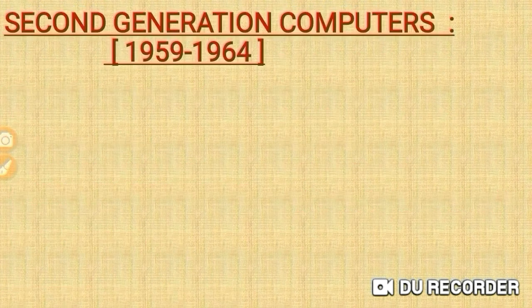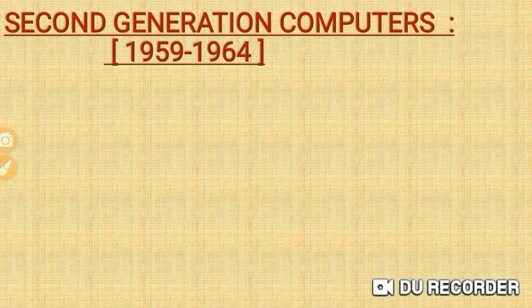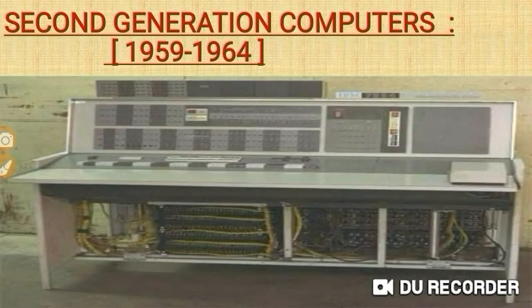Let's see second generation computers. Computers developed during 1959 to 1964 come under second generation computers. These generation computers were smaller as compared to first generation computers. You can see in this picture, this is an example of a second generation computer. The first generation computer takes the entire space of a room, whereas the second generation computers became smaller as compared to first generation computers. Why were they smaller?